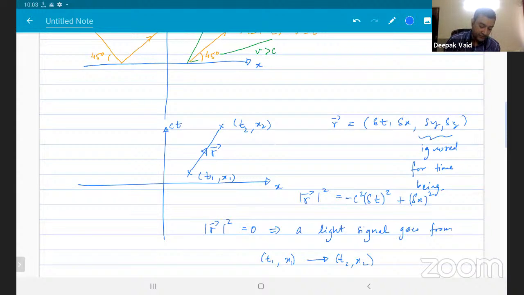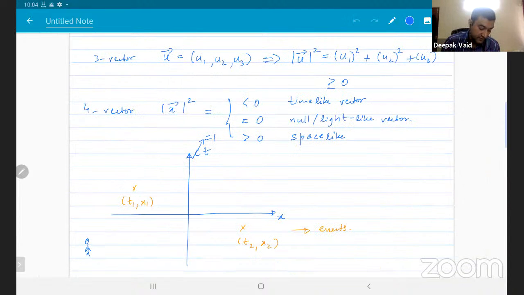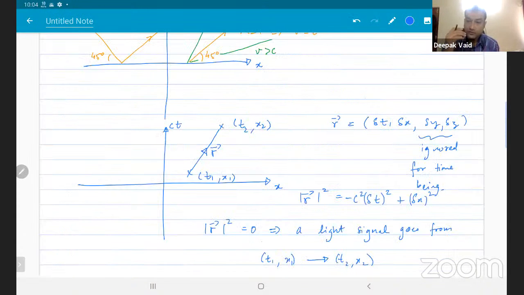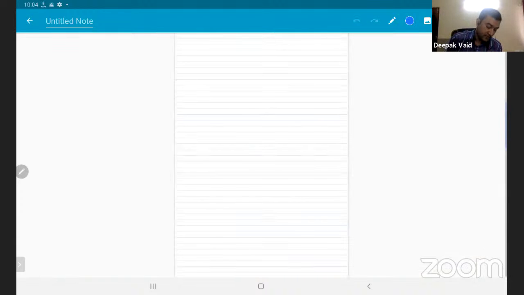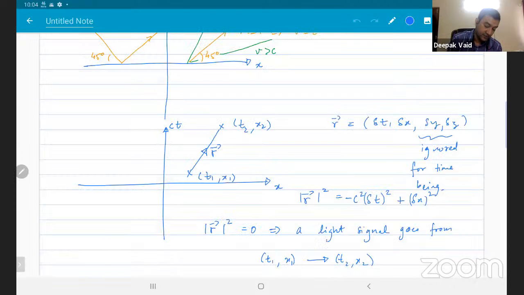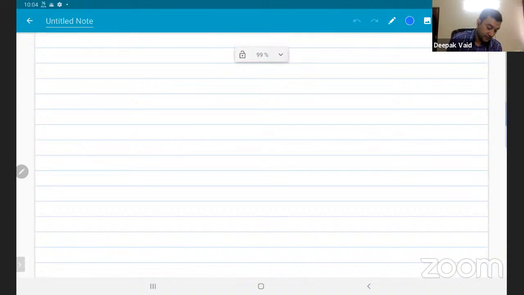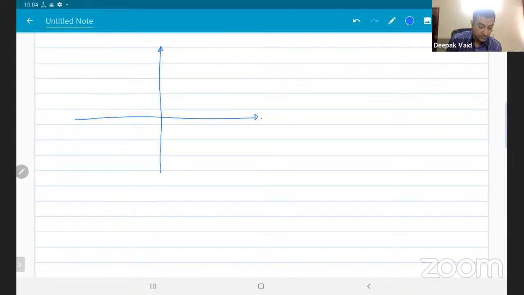Okay. On the other hand, if r squared is less than 0, then that tells me that these 2 points are at a time-like separation, right? So if it's less than 0, I say the length of the vector is time-like. So what does it mean when I say that something is at a time-like separation or at a light-like separation? Okay.